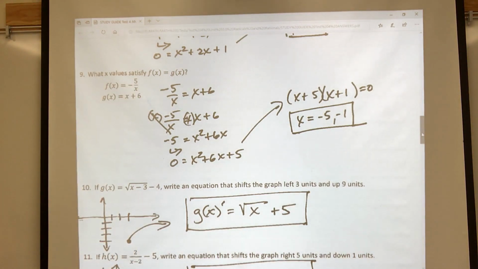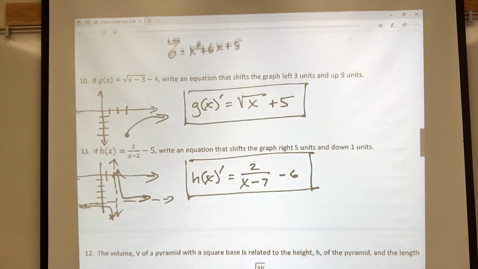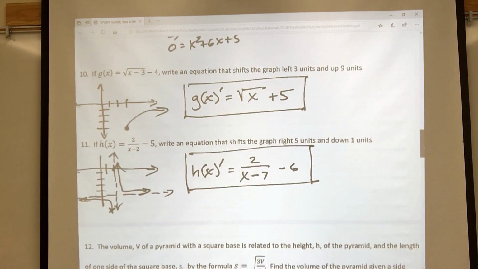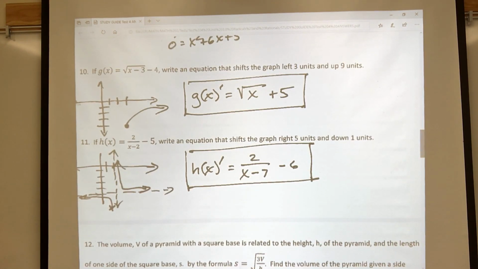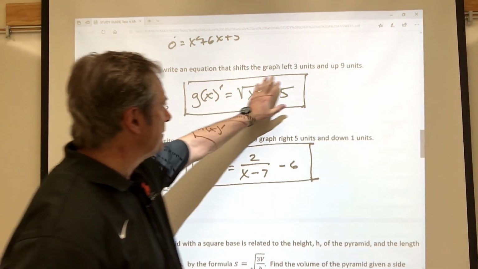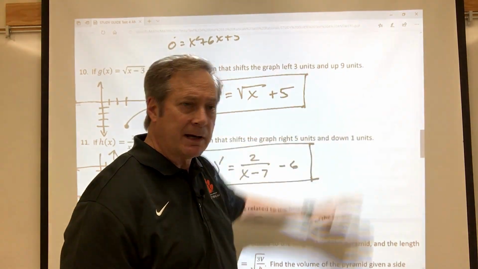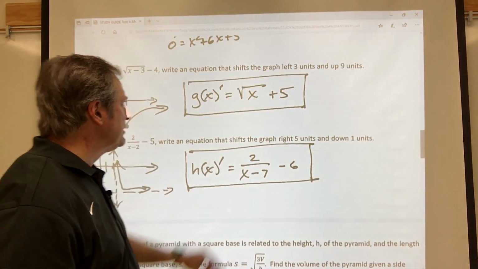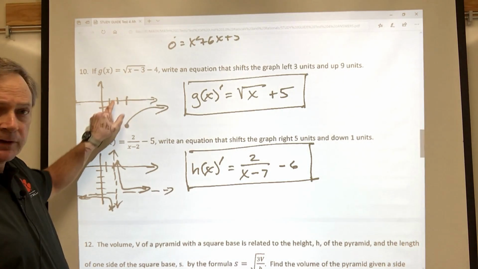All right, number 10. We have a radical equation, and we're trying to write an equation based on a shift. If we start here and we shift left 3 and then up 9, what equation would do that? Well, you have to sketch it out.